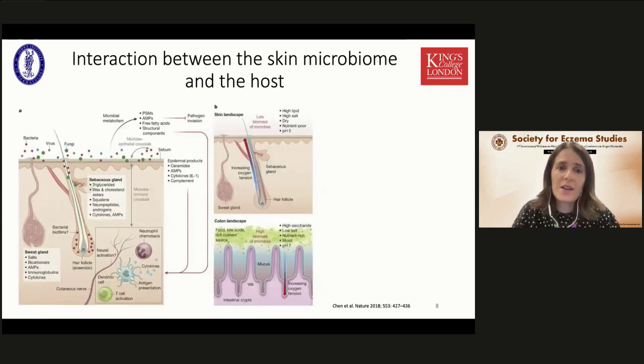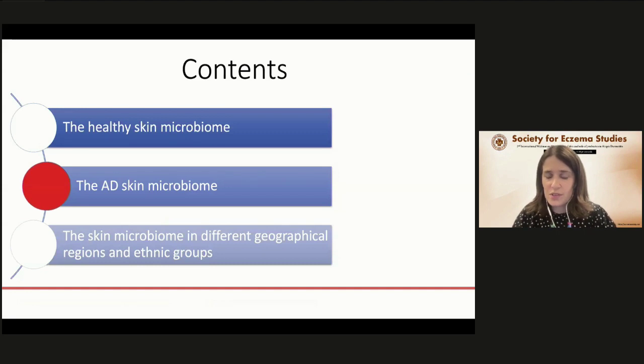And we know that there is likely to be a number of important interactions between the skin microbiome and the host and the cells of the skin. So these microorganisms are living, they produce a number of factors such as toxins and metabolites, and all of these will interact with the keratinocytes and with immune cells in the skin to potentially induce changes that may be relevant in skin disease. So moving on to the skin microbiome in atopic dermatitis.